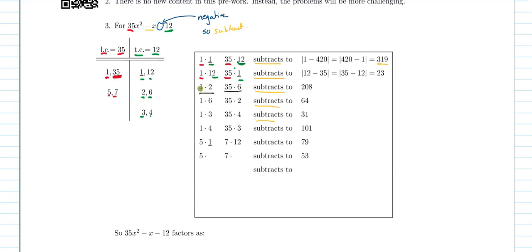As soon as you say, I'm going to take 2 and combine it with 35 times 6, will that subtract to give me the number negative 1? As soon as you realize that doesn't work, you don't have to keep checking it. But again, you do have to run through the gauntlet of possibilities.